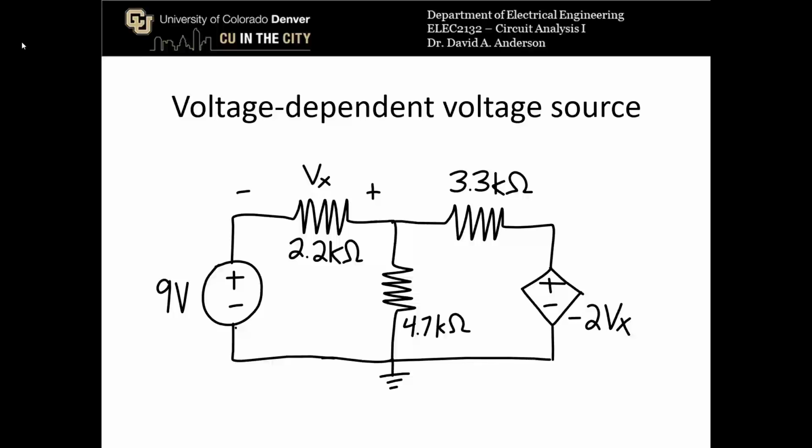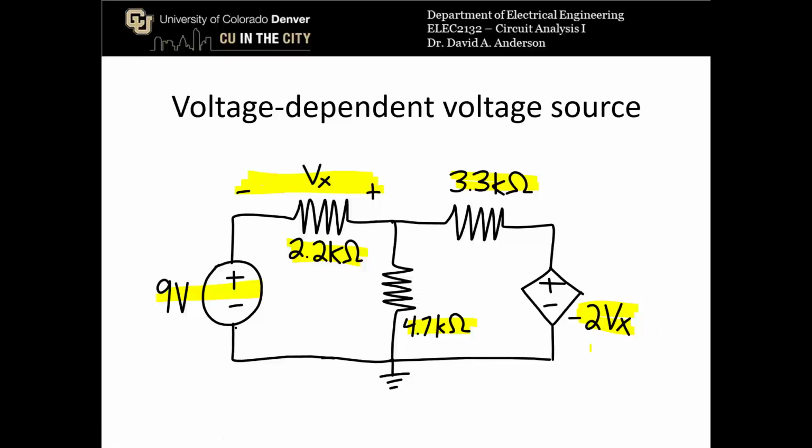The first type of dependent source that I'm going to go over how to simulate is a voltage-dependent voltage source. So I've constructed a sample circuit here. I have a 9-volt source here. I have a 2.2 kilo ohm resistor right here. Vx is the voltage that the dependent source is dependent on. A 4.7 kilo ohm resistor here, 3.3 kilo ohm resistor here, and then the voltage-dependent voltage source right here, which is minus 2 Vx.